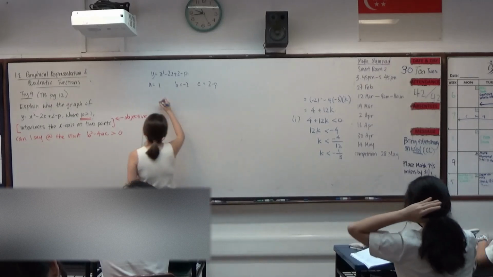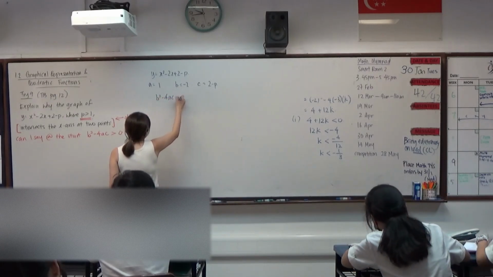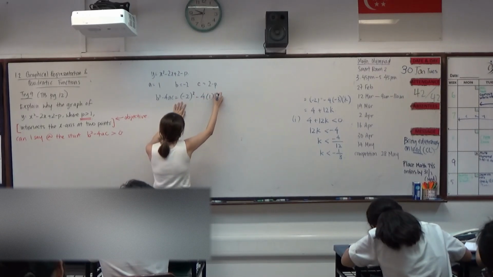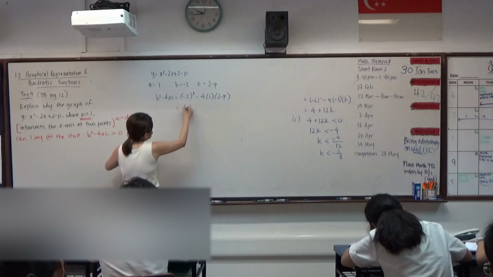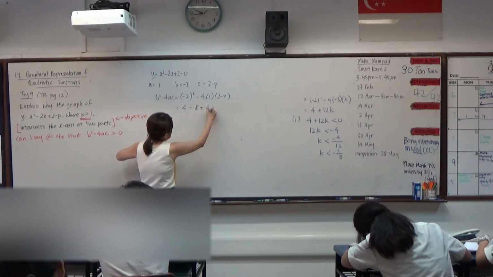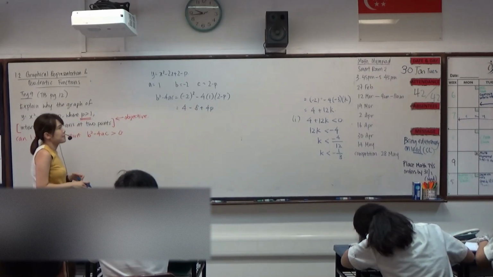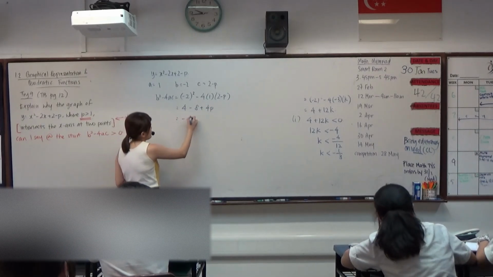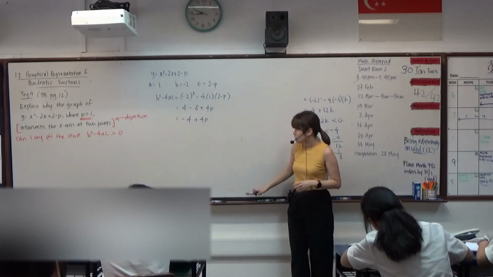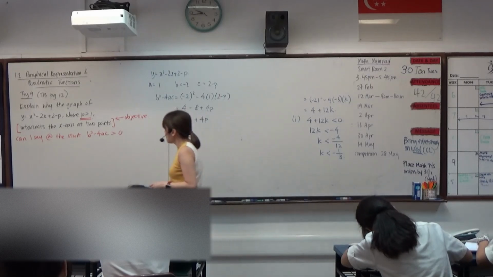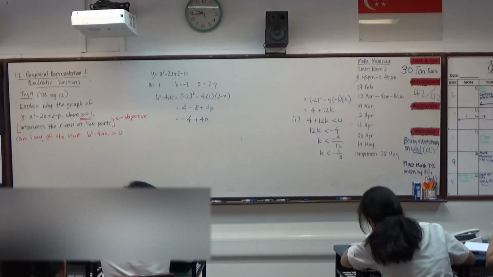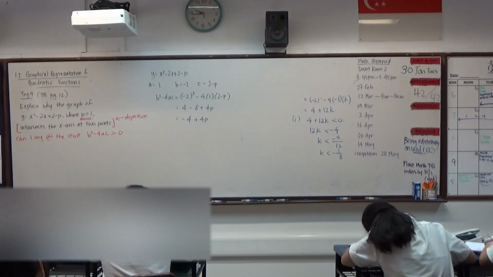Okay, so b squared minus 4ac would then be negative 2 squared minus 4 times 1 times c. Okay, and that simplifies to 8 minus 4p... which simplifies to negative 4 plus 4p. So 4p. But can I just say that this is more than 0? Do we know that it is more than 0? No, right? We have no idea.